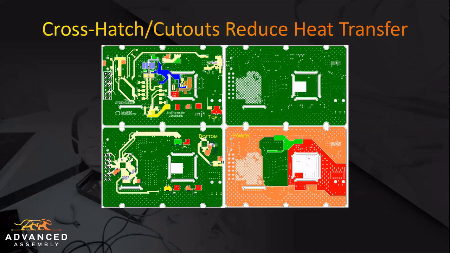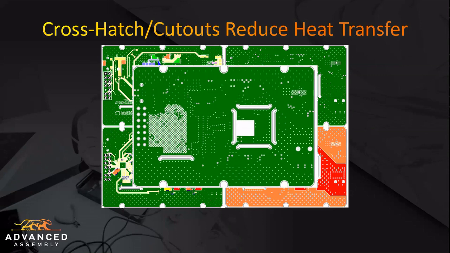Next, I want to talk about crosshatch or cutouts to reduce your heat transfer. And this is kind of something that's a little bit interesting, and not everybody always thinks about this. An uninterrupted ground plane is always the top design goal, but sometimes it's necessary to prevent heat transfer to sensitive components. There's a couple of tricks that we can have in our back pocket when we're designing and working with high-end parts, such as precision voltage references.